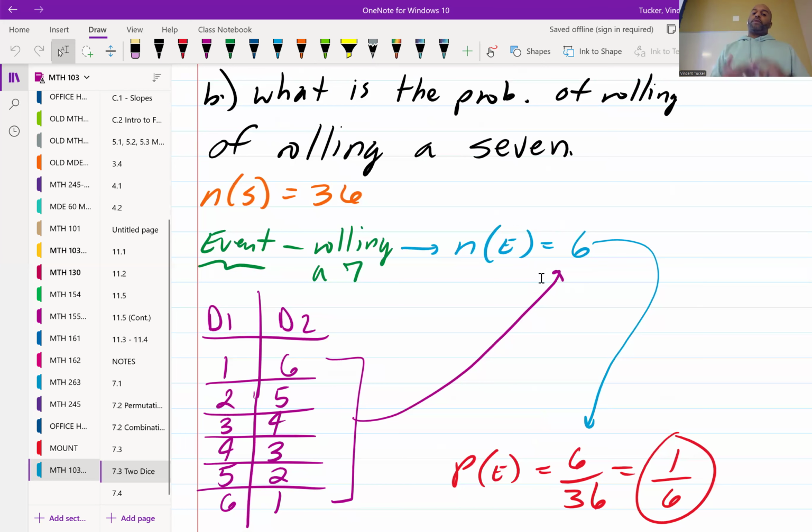Well, once you have both of those numbers, go ahead and place your event number over your sample space number. That's 6/36. And that reduces down to 1/6.